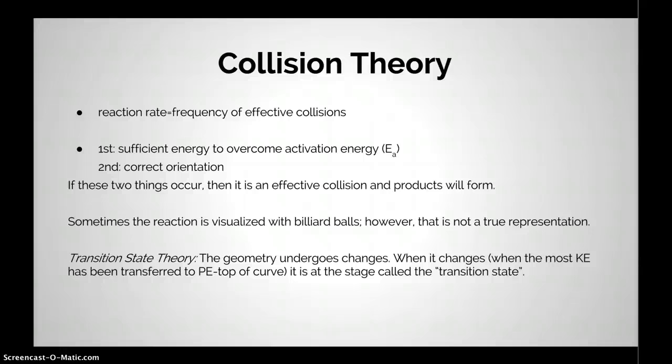The second thing is that the two molecules must collide with correct orientation or geometry. This means that, for example, the nitrogen of one molecule must collide with the oxygen of another molecule in order for the reaction to occur. This translates to the transition state theory, which states that the geometry of the molecules undergo changes at a place called the transition state. The transition state is a hypothetical place. Scientists don't actually know what happens because the molecules break apart and form products so fast.